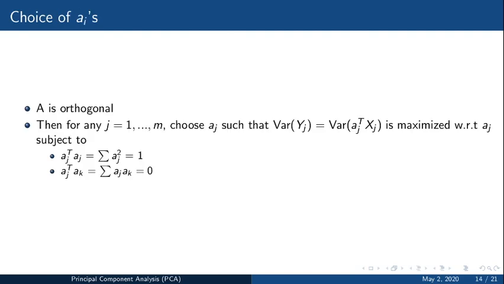The advantage is that A is orthogonal. So for any j from 1 to m, choose aj such that the variance of yj, which is the variance of aj prime x, is maximized with respect to aj, and the conditions are orthonormal conditions: sum of aj squared is 1, sum of aj ak is 0. Orthonormal conditions.